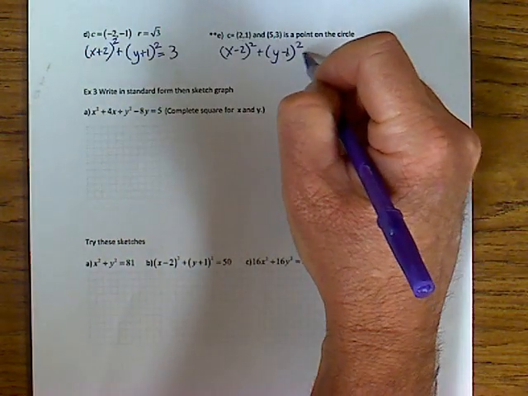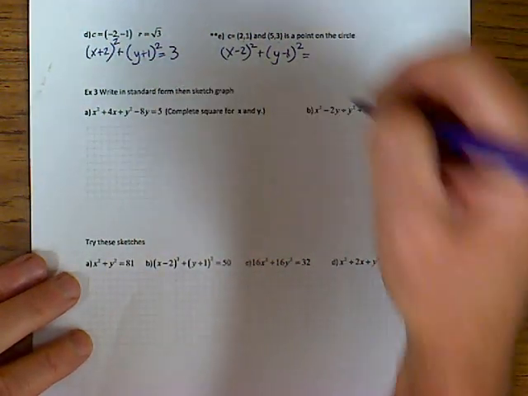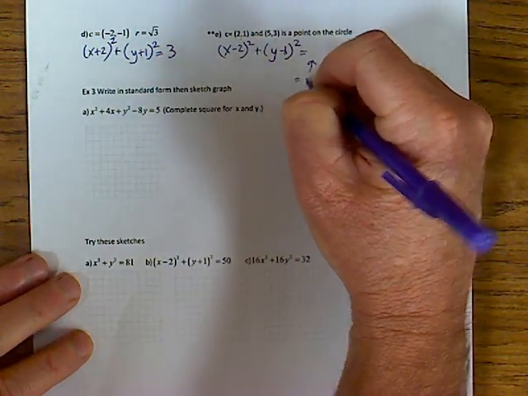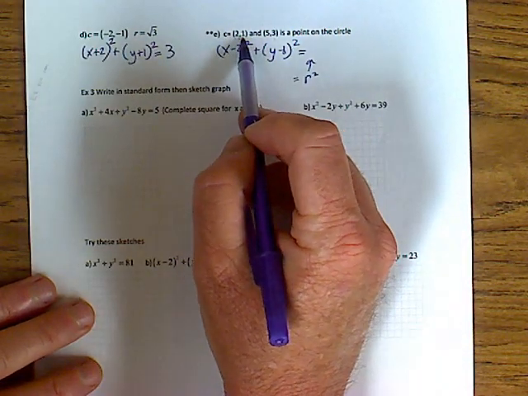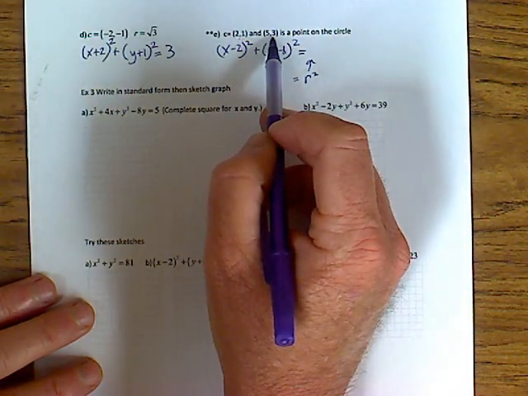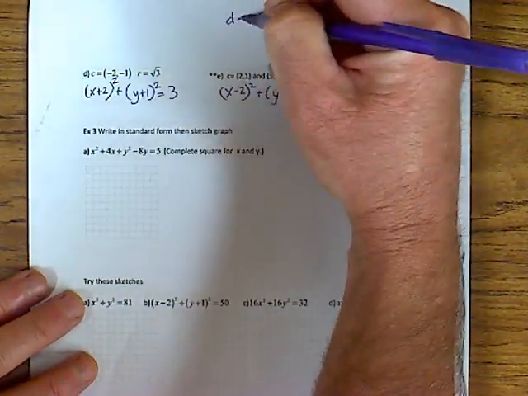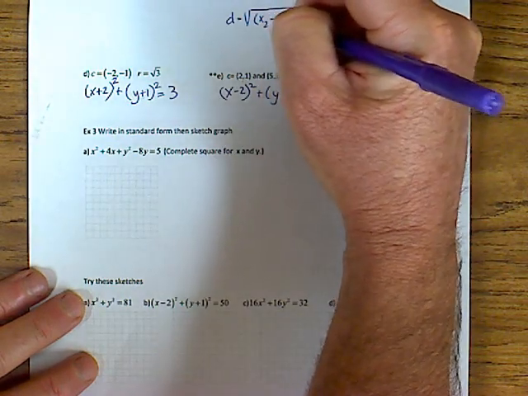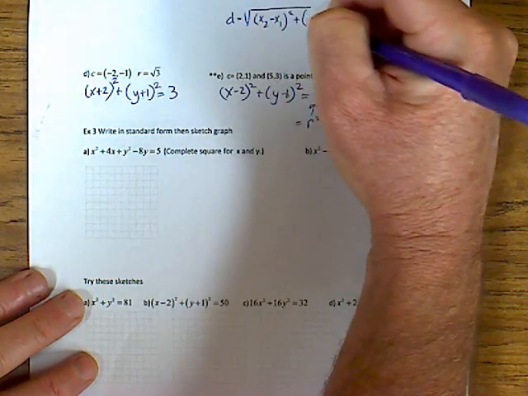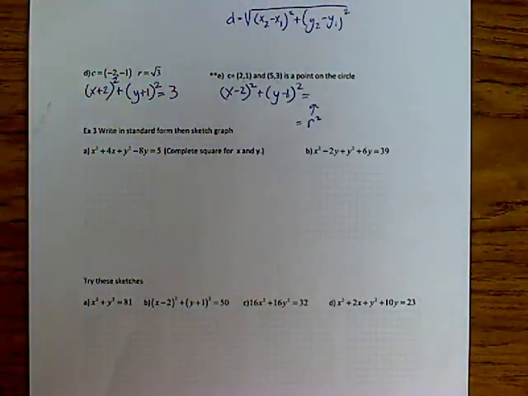Okay, because what we need here is the radius. And remember, it's radius squared there on that part. So what do you need? You need the radius. You need the distance between the center and a point that's on the circle. You need to use the distance formula. So I'll do it up here at the top where there's room. Distance equals the square root of (x2 - x1)² + (y2 - y1)².